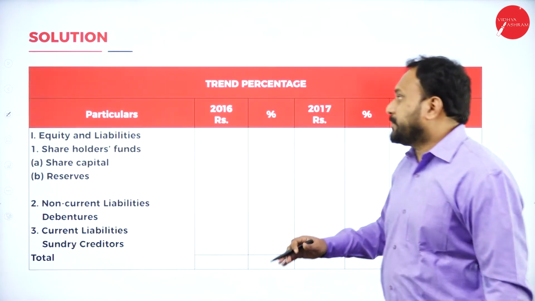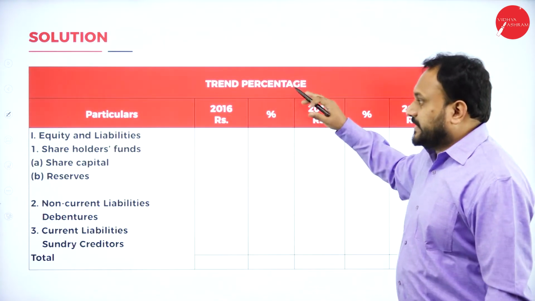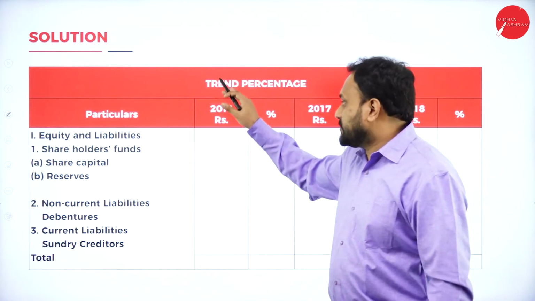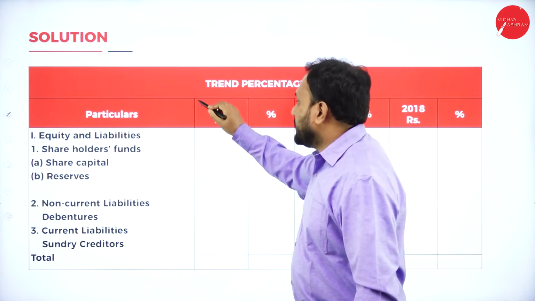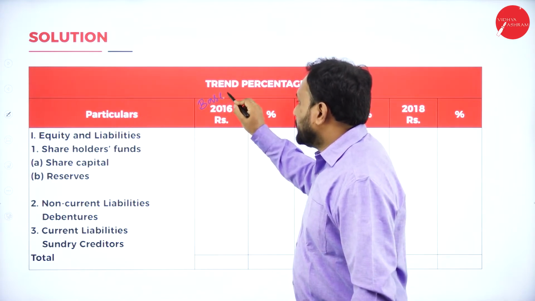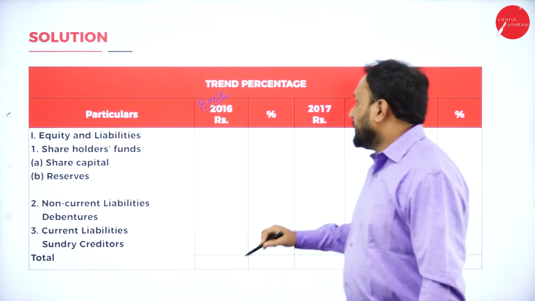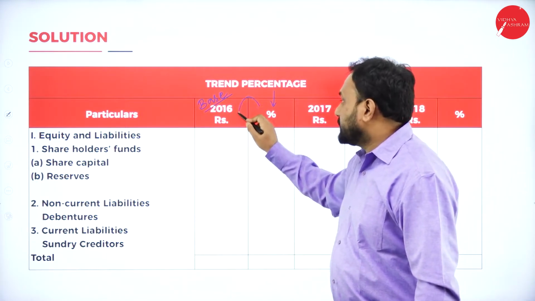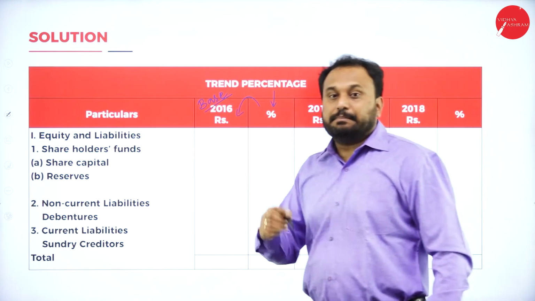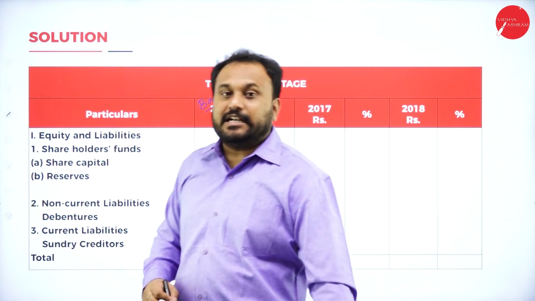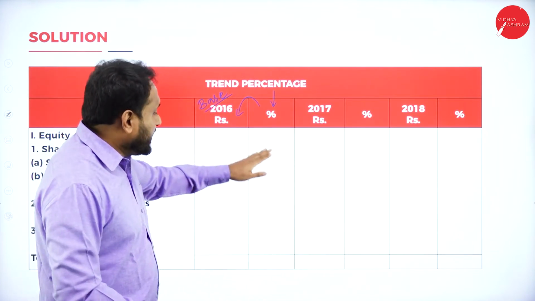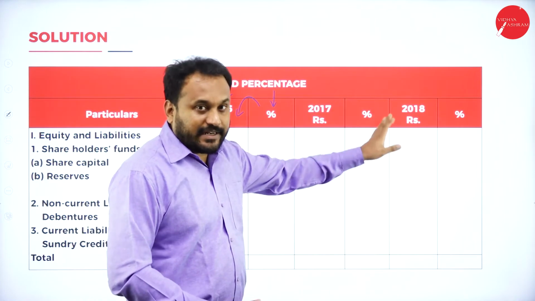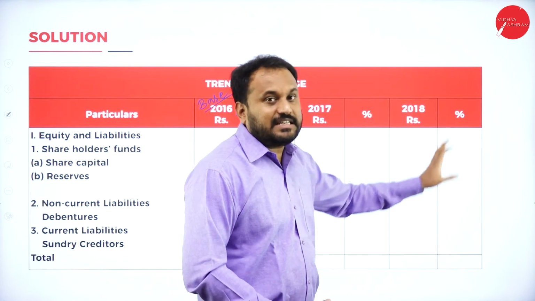So how is the pro forma? The pro forma is like this. Trend percentage, particulars we have, non-current liabilities and current liabilities. Then this is 2016 and this is what the base is. 2016 is what? The base. Now this is the trend percentage here. That is what we need to understand about the 2016. Whenever we have the base as 2016, the entire percentage is all 100%. I told you how 100%. Next 2017 and the trend, 2018 rupees and the trend.